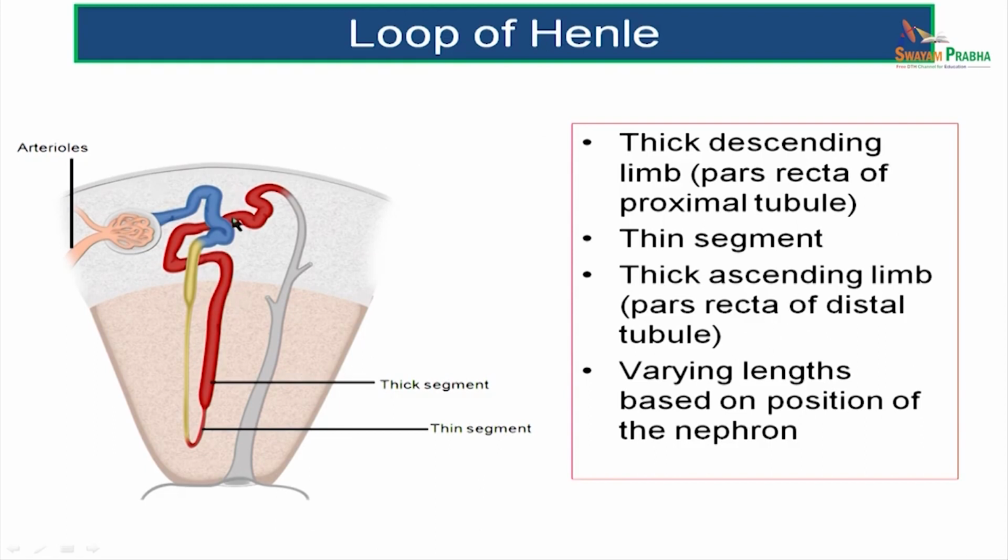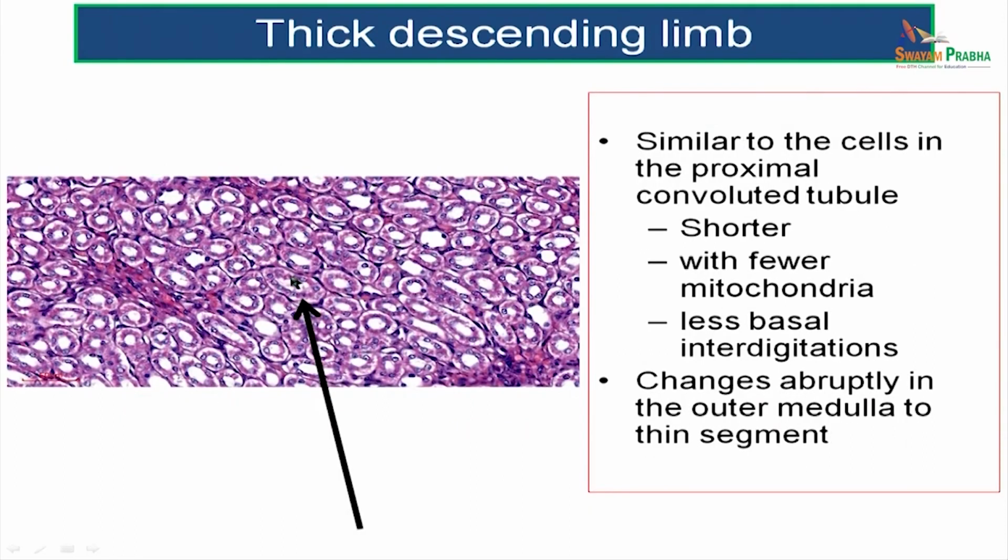Now, let us move on to the next segment of the tubules, that is the loop of Henle. As already detailed, there are 4 parts: thick descending limb, thin descending limb, thin ascending limb and thick ascending limb of loop of Henle, which is nothing but pars recta of distal tubule. The lengths vary based on the position of the nephron.